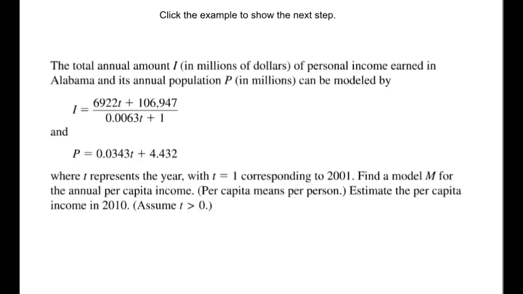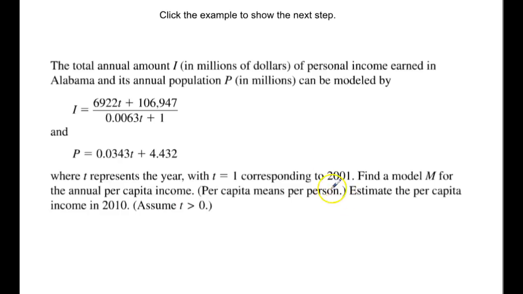Okay, so now we're going to be looking at our real life problem. The total annual amount, I, in millions of dollars of personal income earned by Alabama, and its annual population, P, in millions, can be modeled by these two different equations, right? Where T represents the year, with T equals 1 being 2001. Find a model for the annual per capita income.